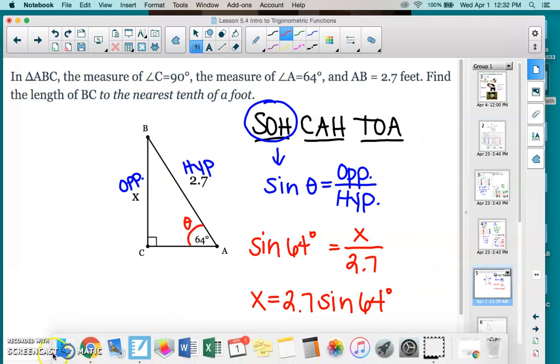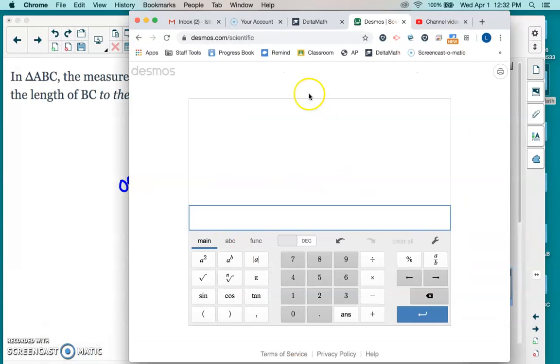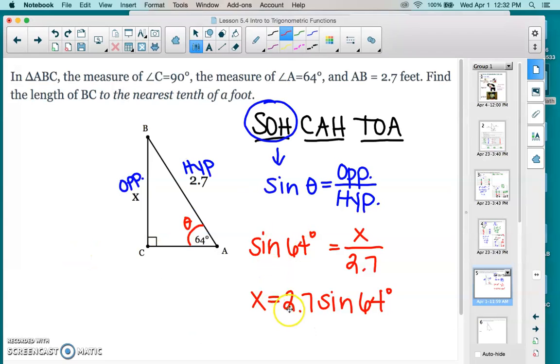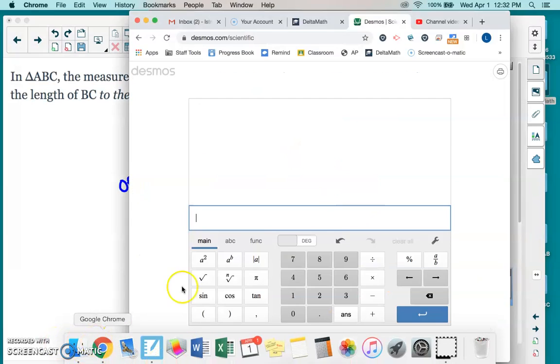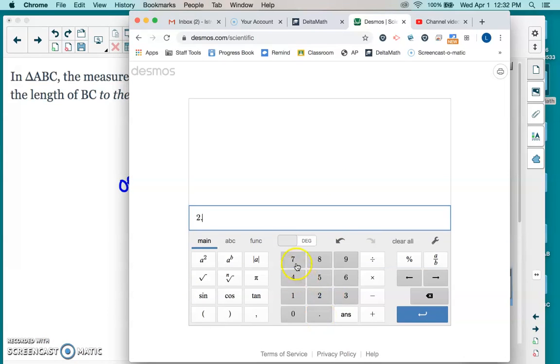So I'm going to switch over to my calculator. By the way, this is an option on Desmos. You just type in desmos.com/scientific and you have a little calculator here. I need to type in 2.7 times sine 64. So 2.7 times, here's sine, and I need 64. Now I do need to make sure it's in degrees. So see this little toggle switch? It's going to switch you from degrees to radians. We want to be in degrees.